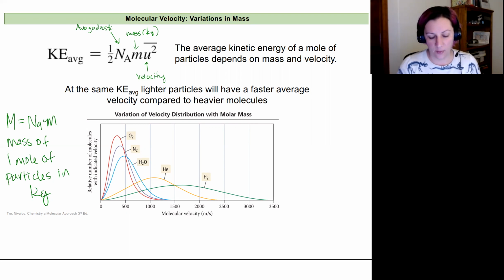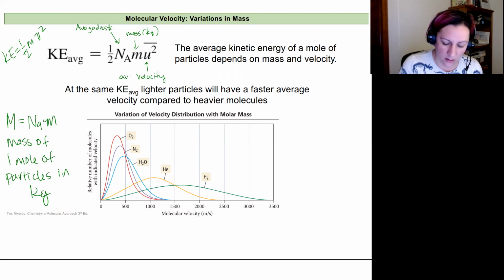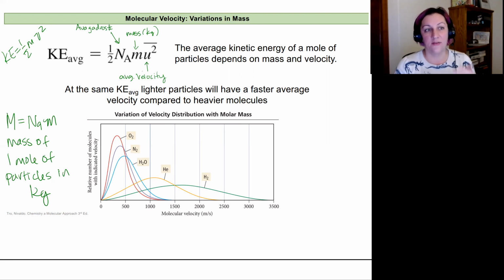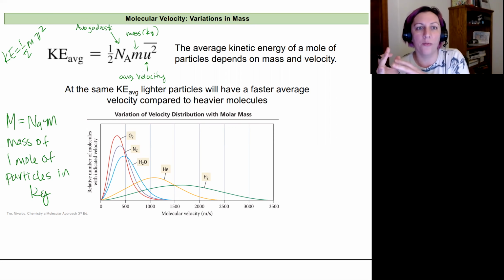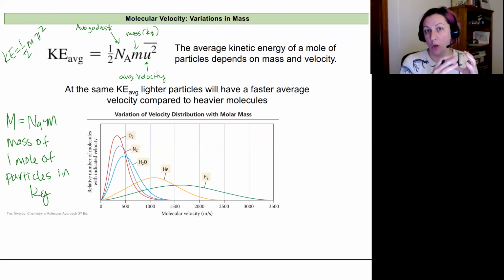What this is coming from, remember, if you've had a physics class, is that kinetic energy is equal to 1/2 mass times velocity squared. And so what we're looking at here is the velocity, which is actually, we'll talk about this a bit more, an average velocity, times then, instead of just mass, the mass of a whole mole of particles. That's what we're basing this on. And we see that at the same average kinetic energy, a lighter particle with less mass will have a faster average velocity compared to a heavier molecule.